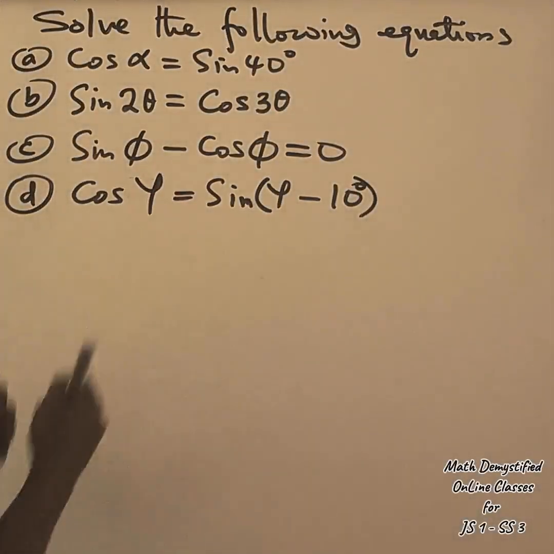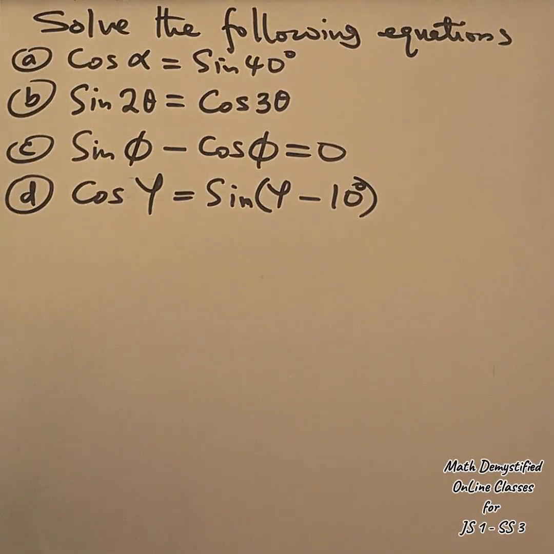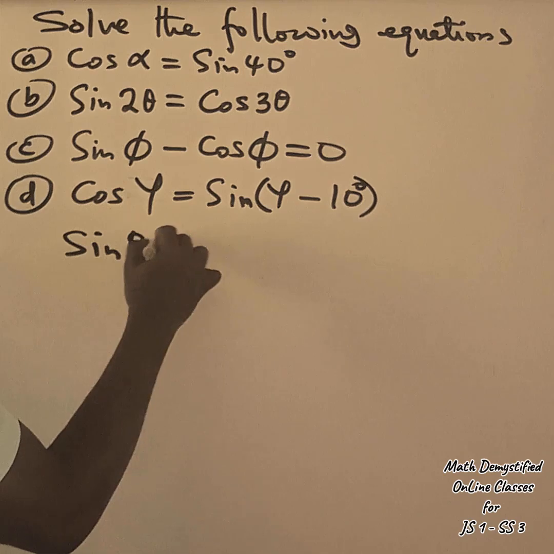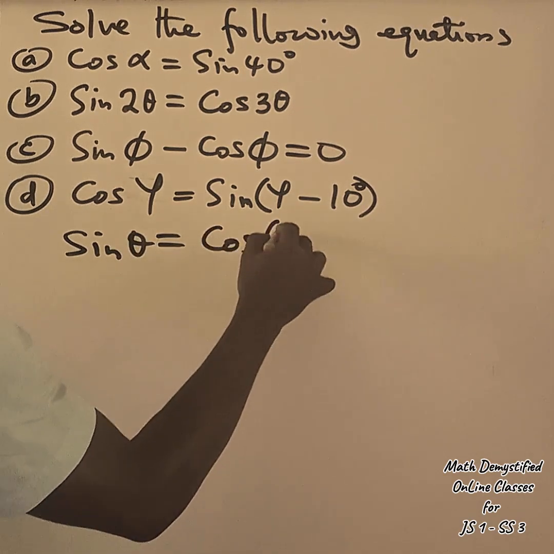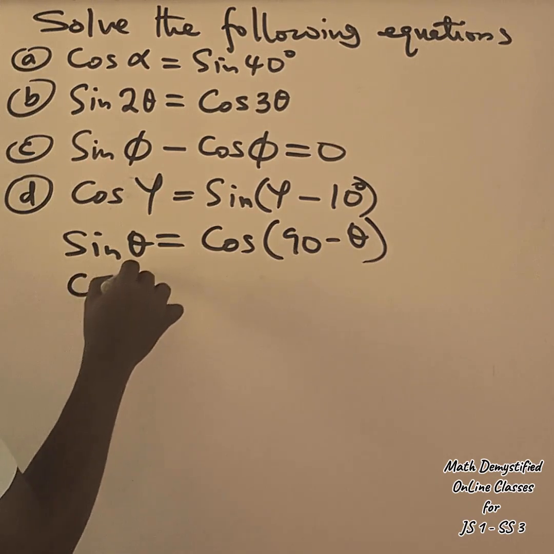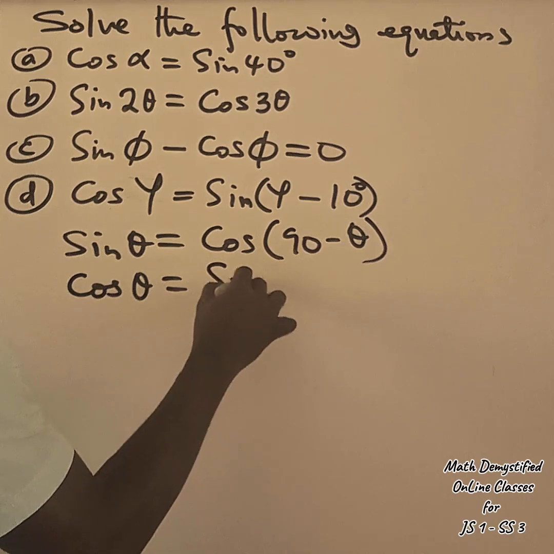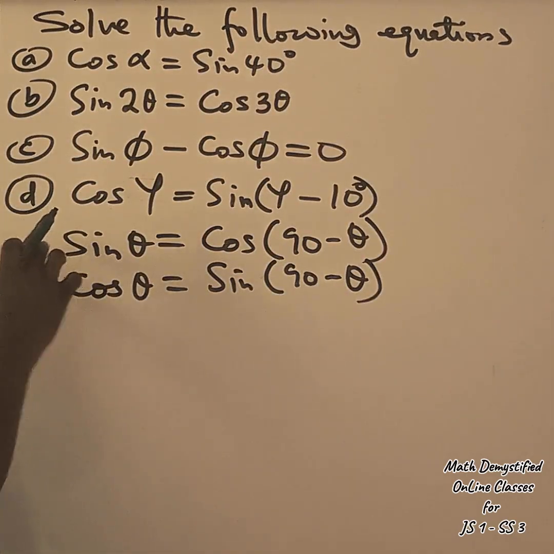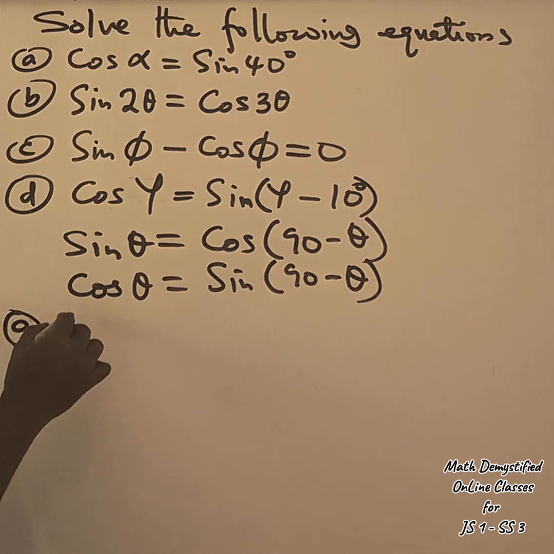Okay, we are to solve the following equations. In the previous video, we saw that sine theta is equal to cos 90 minus theta, and cos theta is equal to sine 90 minus theta. We are going to be using this to solve the equations. So let's start with the first one.